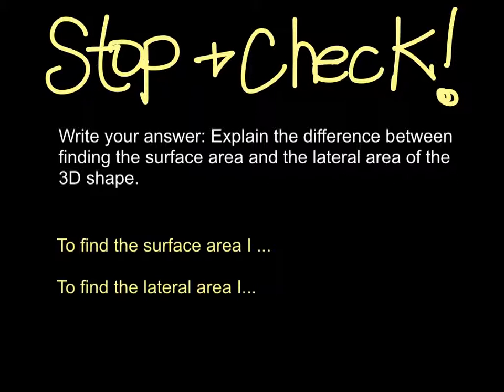Oh, wait, sorry, we have a stop and check. I want you to write this in your notebook, write down the problem as well as use these sentence frames to answer it. Explain the difference, in your own words, between finding the surface area and the lateral area of the 3D shape. So start with this sentence. To find the surface area, I, and fill in the blank. To find the lateral area, I, and fill in the blank. Okay, go ahead and pause your video and write your answers now.